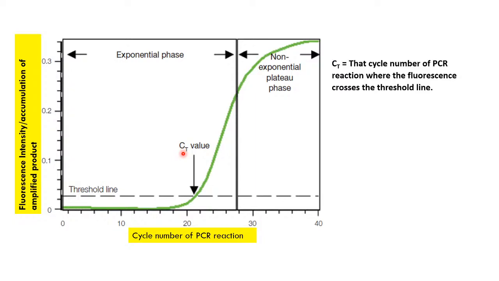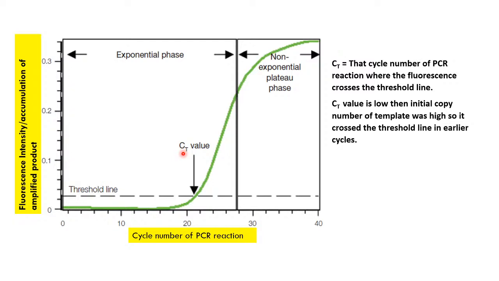Now, CT is that cycle number. It is very important. I will be repeating it again and again. CT is that cycle number of the PCR reaction where the fluorescence crosses the threshold line, or you can say it is a significantly detected fluorescence. Now, what if the CT value is less?